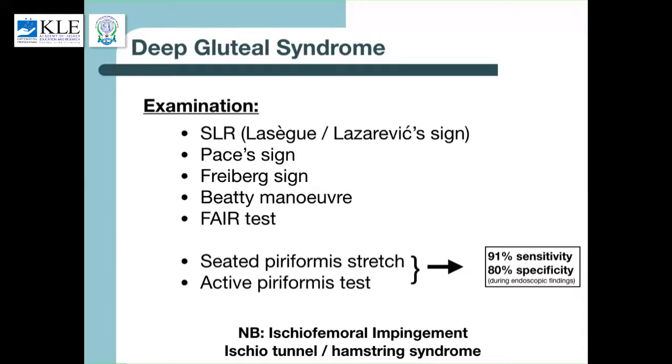Of importance to note is look at the fact that it's got a 91% sensitivity and 80% specificity to that of endoscopic findings. So those are very good tests to use. And then again, just bear in mind there are things like ischiofemoral impingement that you've got to make specific testing for, and all your hamstring syndromes.